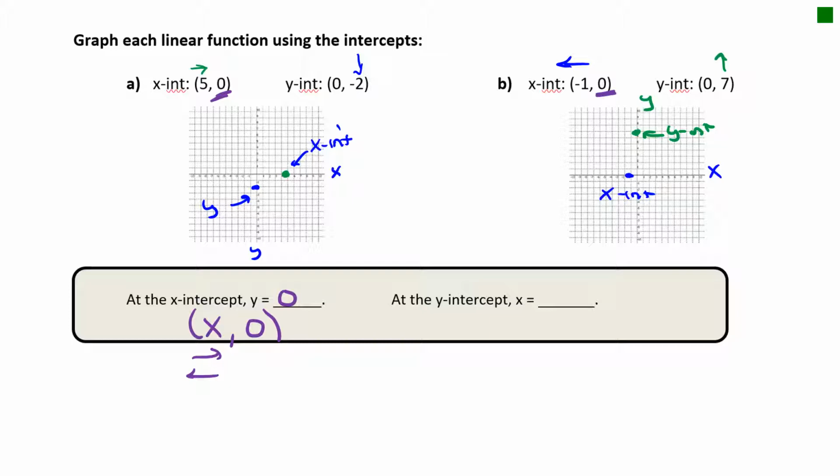The y-intercept, oh, looky, looky. On the y-intercept, x is always 0. So it's always going to be a point 0, y. And that tells you how far up or down to go from the origin. X-intercepts on the x-axis, y-intercepts on the y-axis.